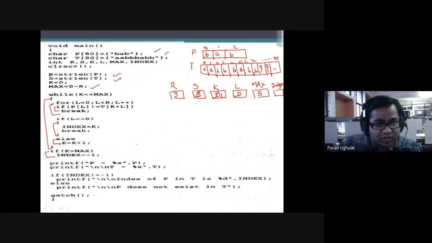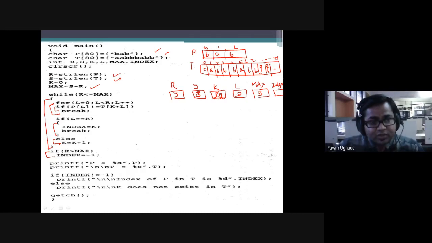So it will break, it will come here and check whether L equals R. It is not, so it will not go inside this. It will come to the else part and increment K. K becomes 2, guys. Again, this is the scope of the while. It will go and check the condition, K less than or equal to max. 2 is less than or equal to max.